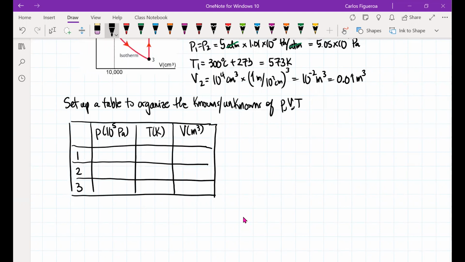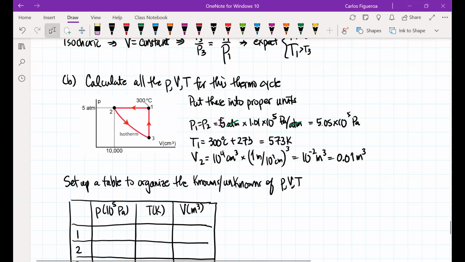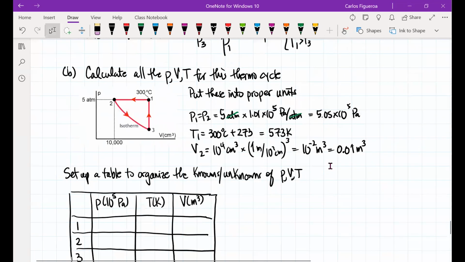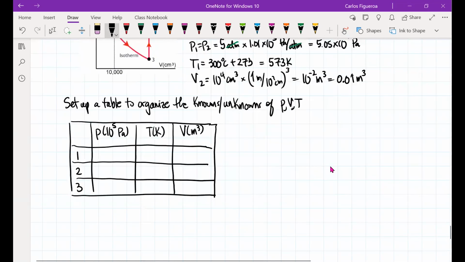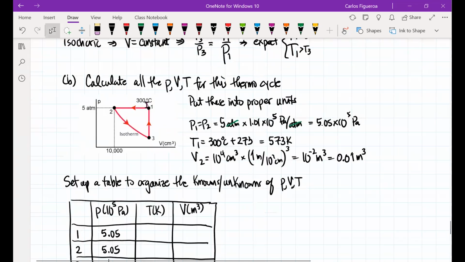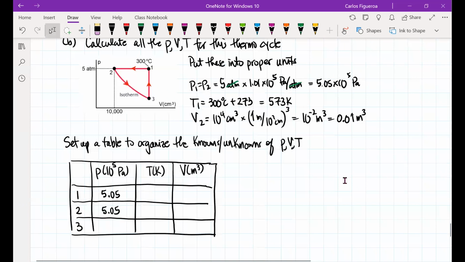So what do I know? Well, I know that the pressure at 1 and 2 is the same here. So I can come in here and say that the pressure at 1 and 2 is going to be 5.05 times 10 to the 5. Another thing that we know is the temperature at state 1, which is T1, and that's going to be 573 Kelvin.